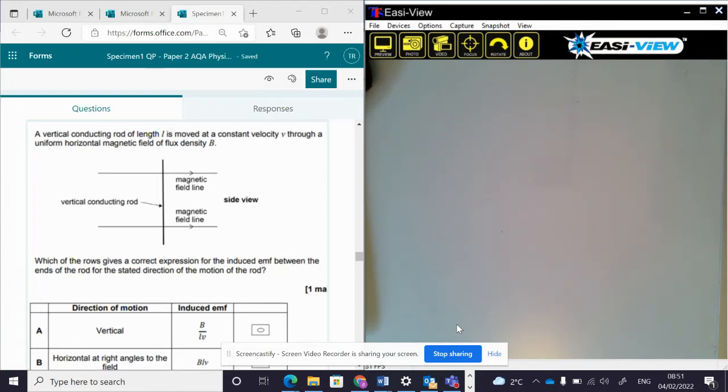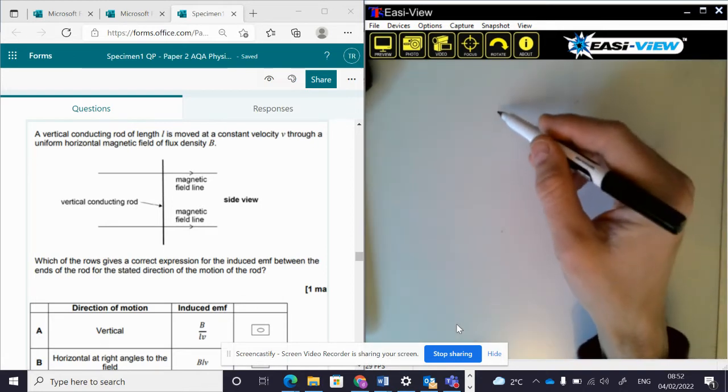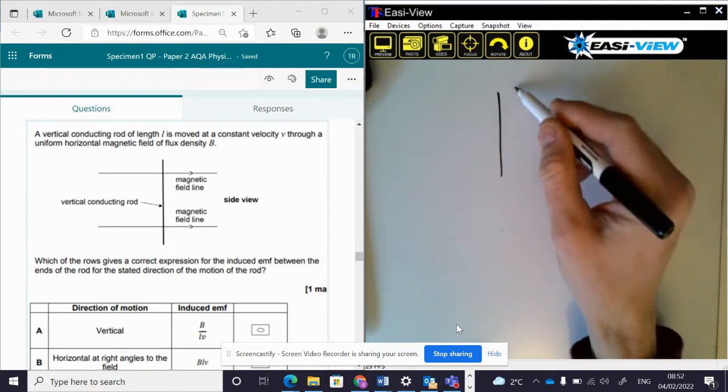This question is about electromagnetic induction and specifically the EMF induced in a wire as it moves through a magnetic field. Now, I found the diagram on this one a little bit confusing and it actually needs a little bit of thought to understand what's going on. So we have the vertical conducting rod, and the length of it is L.